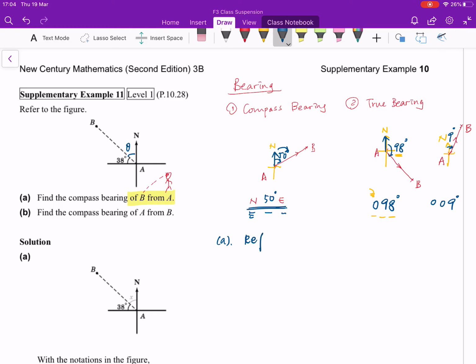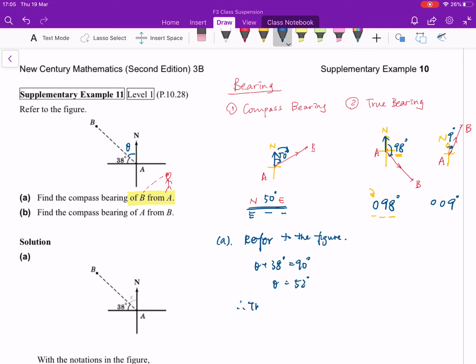One more thing, because for this kind of question, usually you need to mark so many things on your graph. So you may draw all the things you need on the graph clearly and then write down, refer to the figure. You need to find out theta first. So theta plus 38 degree equals 90 degree. So theta equals 52 degree.